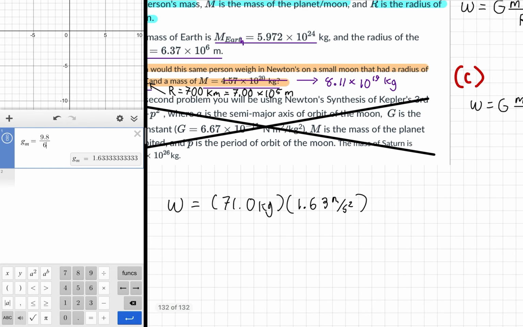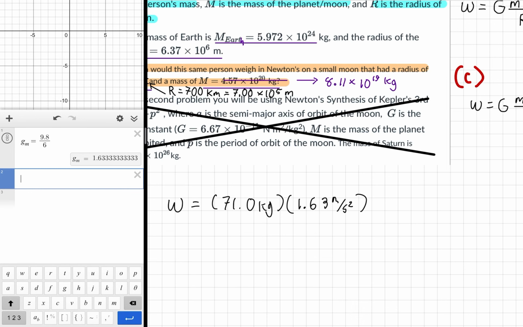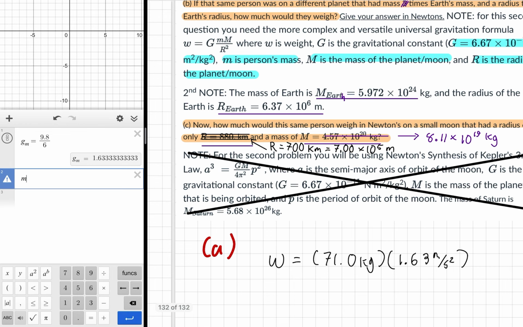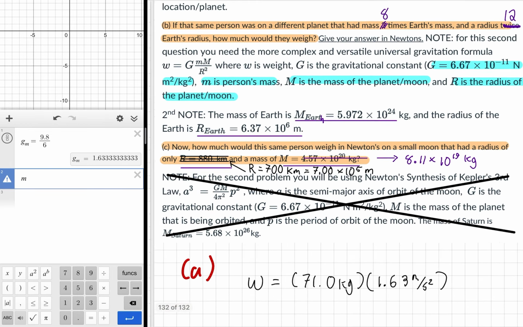All right, so now let's plug the whole process in, or both numbers. I'm also going to define my mass, which we'll use a couple of times, as I talked about, because it says how much would the same person, so this person's traveling all over the place.